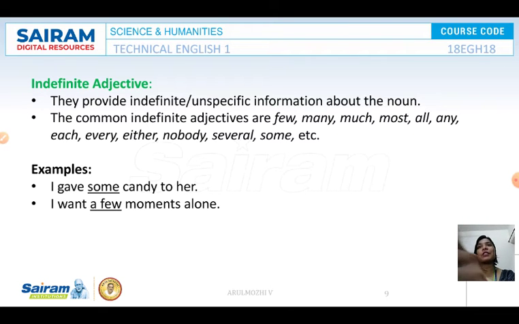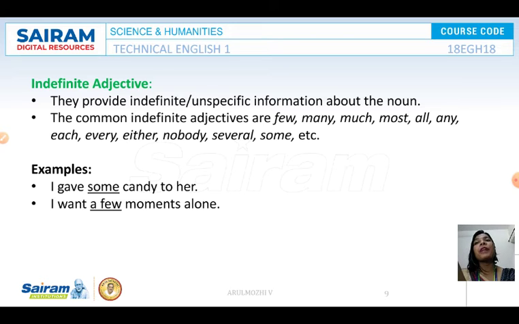Now let's move on to the next one, indefinite adjectives. What is an indefinite adjective? An indefinite adjective gives unspecific information about the noun. For example, few, many, most, much, all, each, every, either, nobody, several. These are some of the indefinite adjectives.